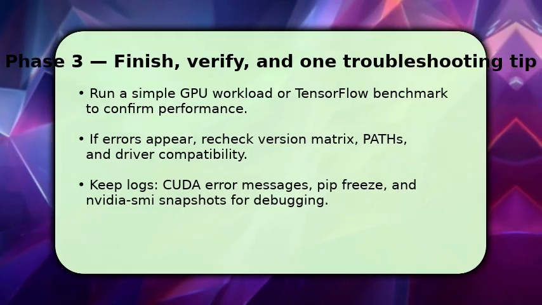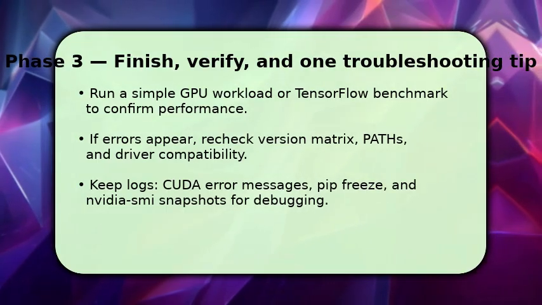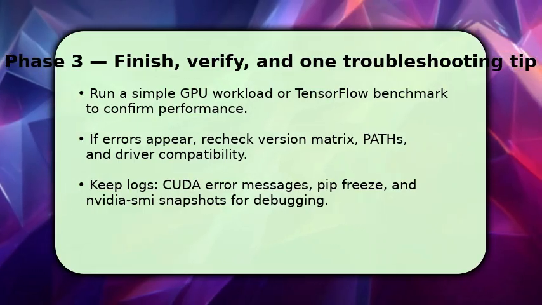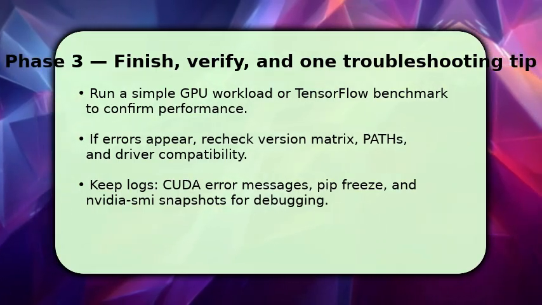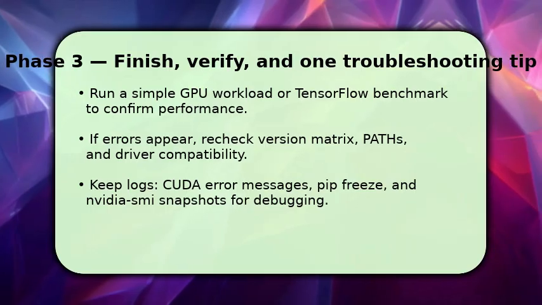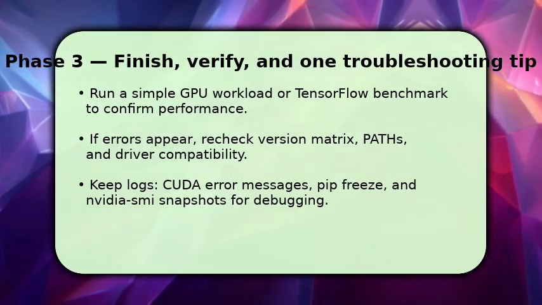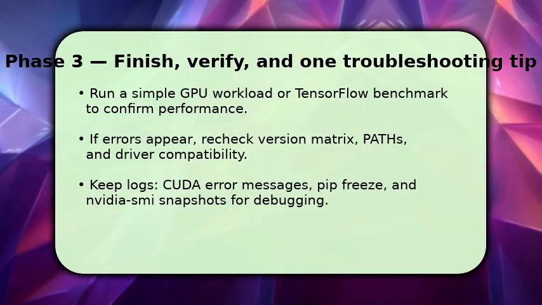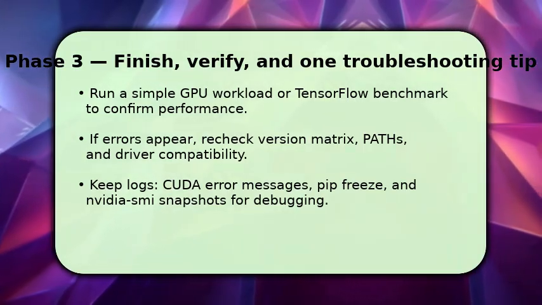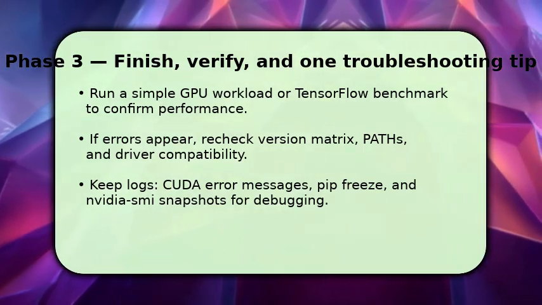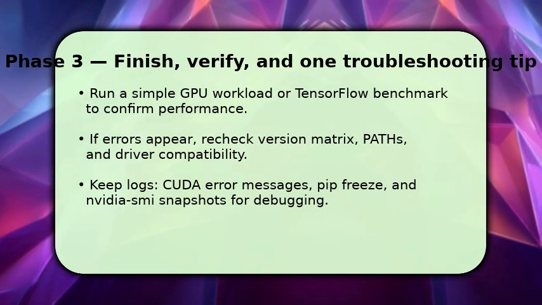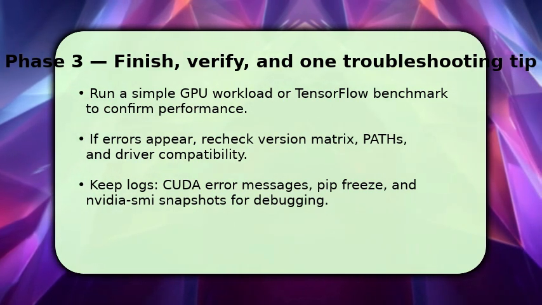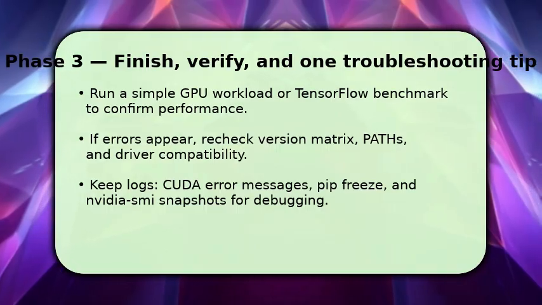If errors occur, make sure CUDA, cuDNN, and TensorFlow versions align precisely, then recheck PATH and LD_LIBRARY_PATH or Windows environment variables. When stuck, capture error logs, output of nvidia-smi, and pip freeze. These details speed troubleshooting with forums or colleagues. One key tip: mismatched minor versions cause most failures, so double-check exact version numbers before changing components.